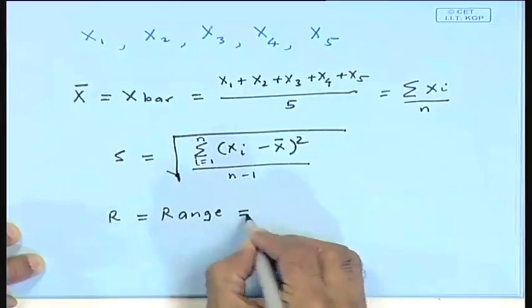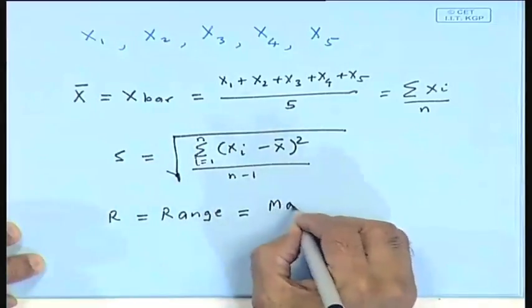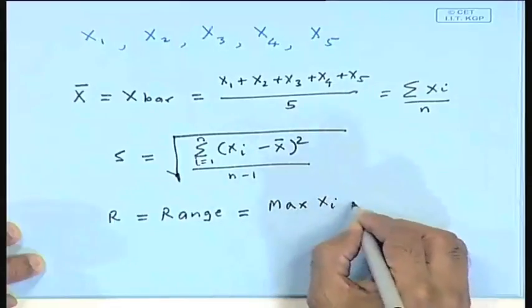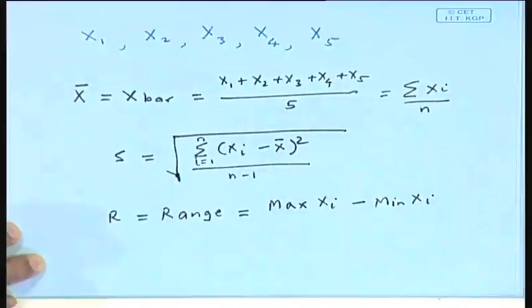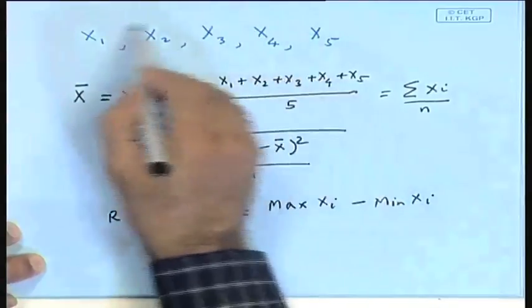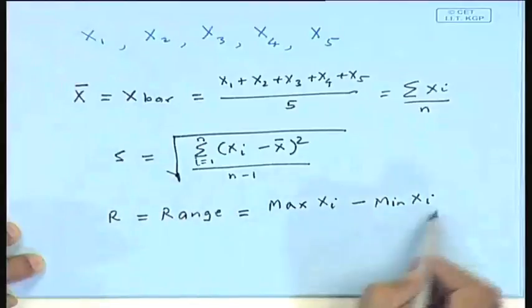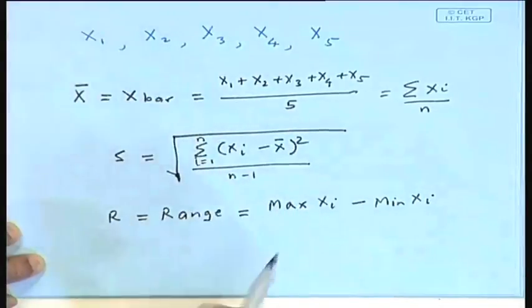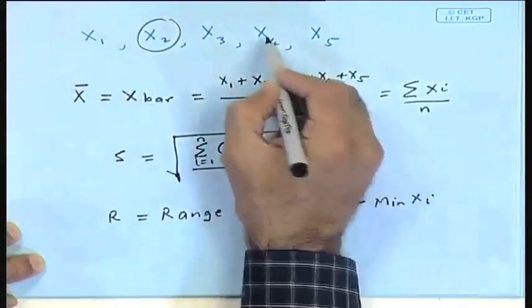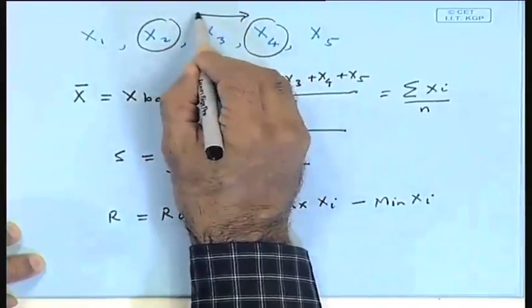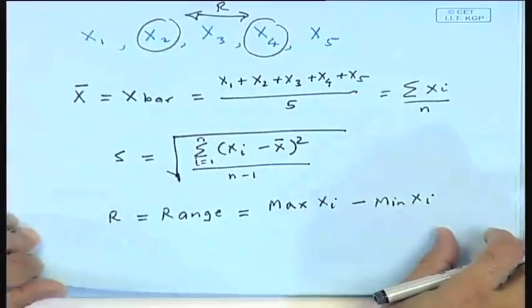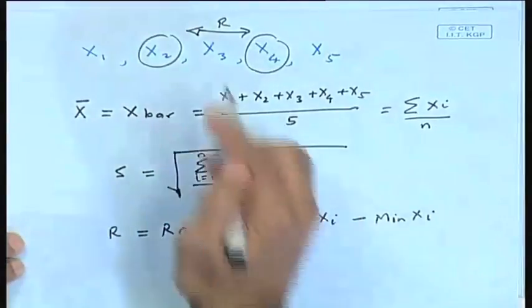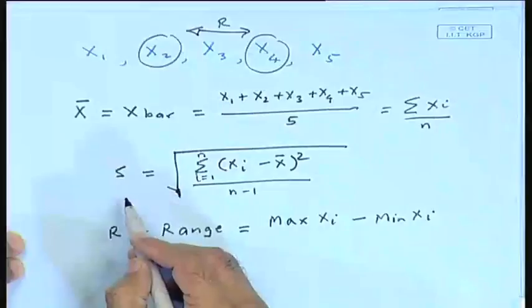And what is this? This is equal to max xi minus min xi. The largest value in the collection of the data there and the smallest value in the collection of the data there. So the difference between the largest quantity and the smallest quantity, this difference here is R. This is the range. And that is something that we'd like to get an idea of, because range, again, like standard deviation, indicates precision of the process.